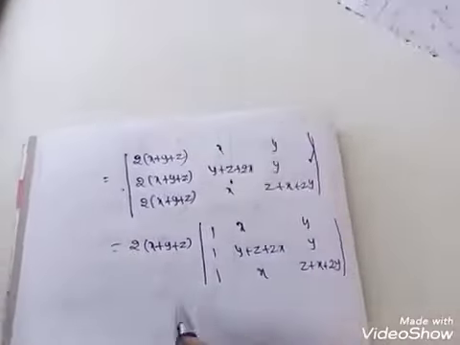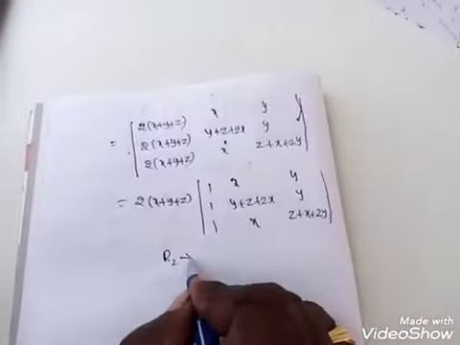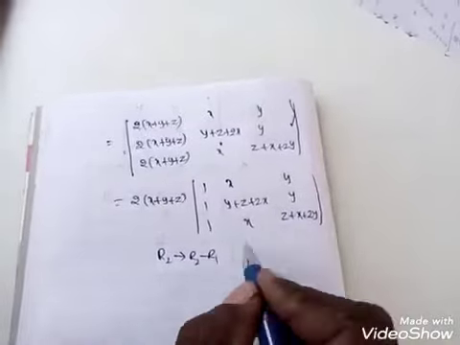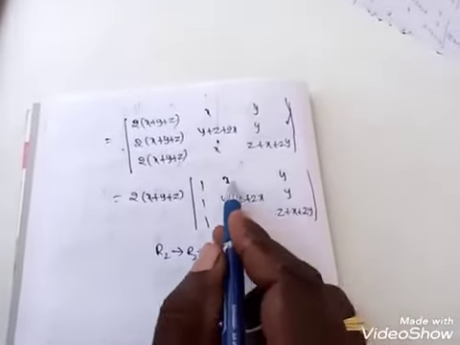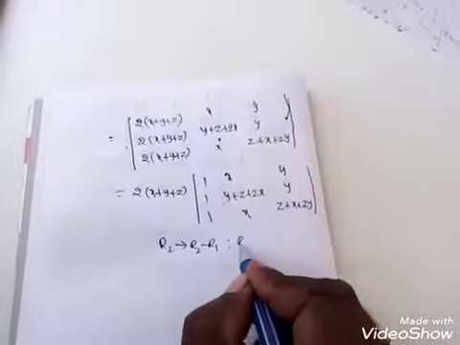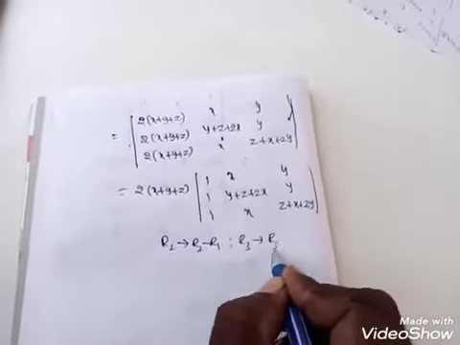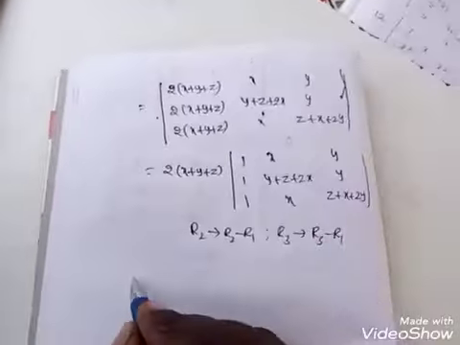Again go for the same operation. R2 gives rise to R2 minus R1. Why? Because here y is there, here x is there now. R3 gives rise to R3 minus R1. Then what are you going to get?